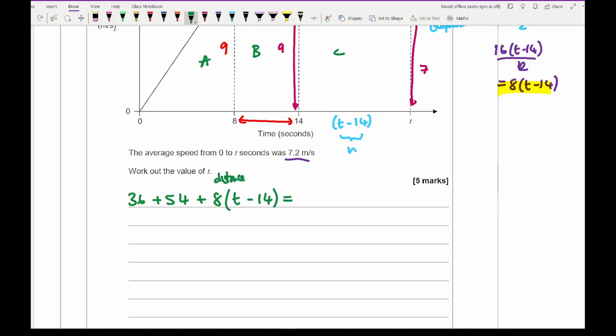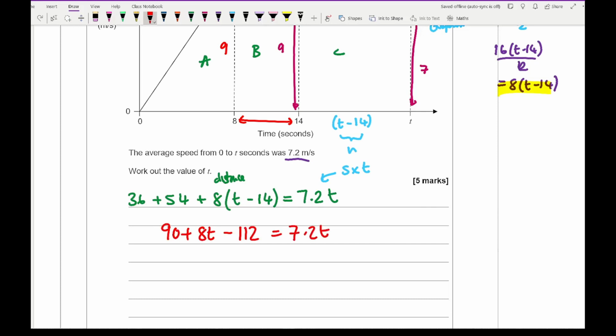To work out what the other side should be, that's going to be 7.2 times T, because it's taken T seconds. So this is basically speed times time. These two things have got to be equal to each other. If I simplify the left-hand side, I get 36 plus 54, which is 90. So I get 90 plus 8T minus 8 times 14, which is 112, equals 7.2T.